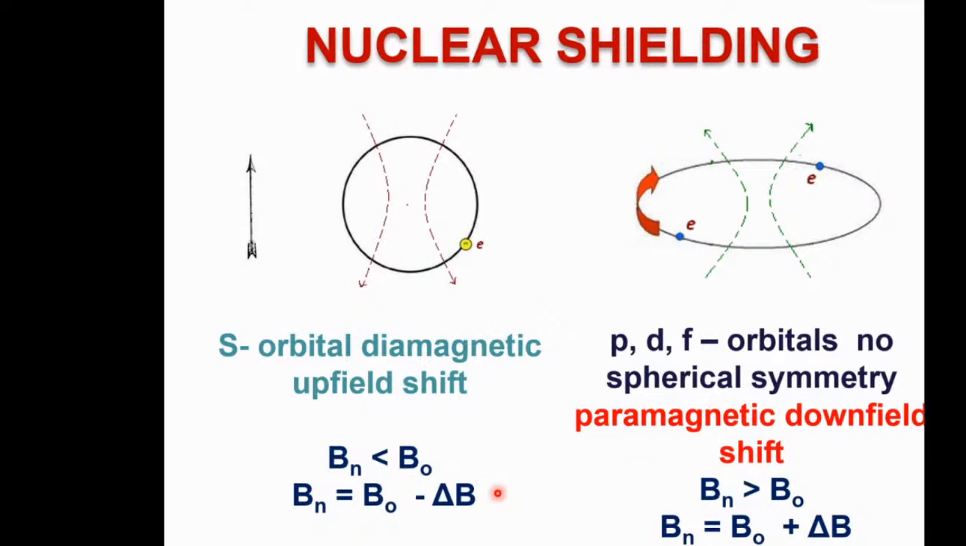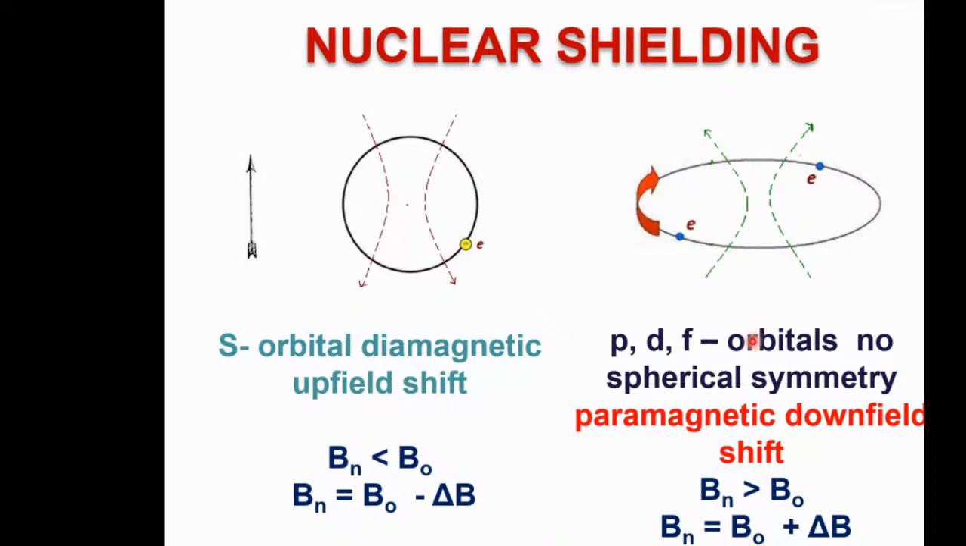Okay, now why different chemical shift ranges for different nuclei? For proton, it's about 1 to 10 or 1 to 15 normally. That's because proton only has an s orbital, and the hydrogen has a single electron that is revolving around the nucleus in a spherically symmetrical s orbital. And the induced magnetic field generated by that electron is opposing the applied field. In other words, a diamagnetic upfield shift is experienced by the nucleus. So the field experienced by the nucleus, Bn, is less than the applied field B0. So Bn is B0 minus delta B. So delta B is the nuclear shielding.